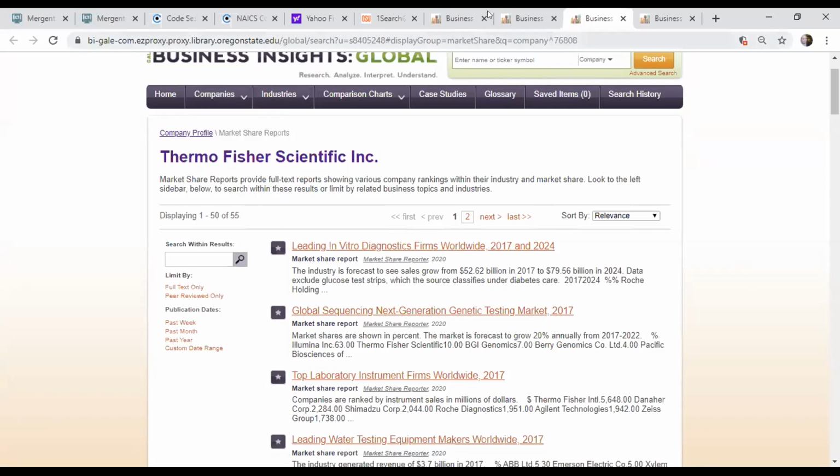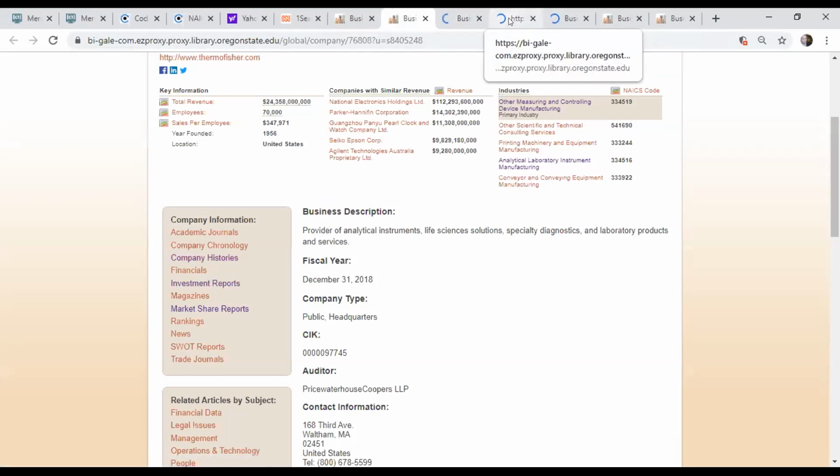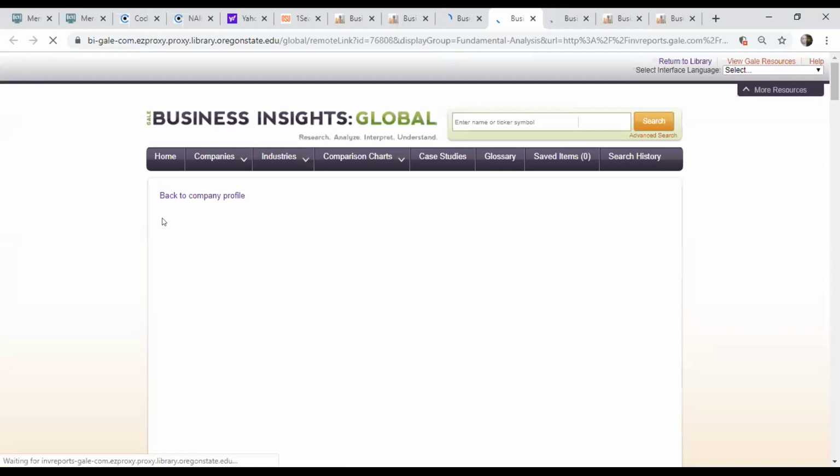And so depending on your research database, again, we have some company financials that we can look at. And there may also be investment reports. And that's where I'm going to focus. Give it a minute to load.